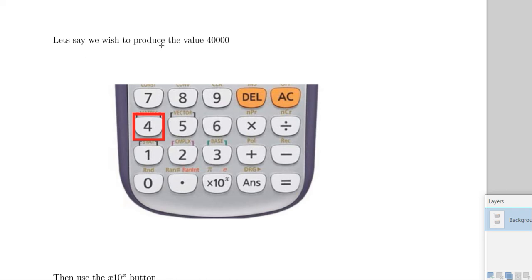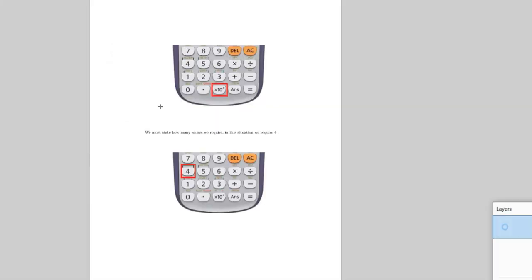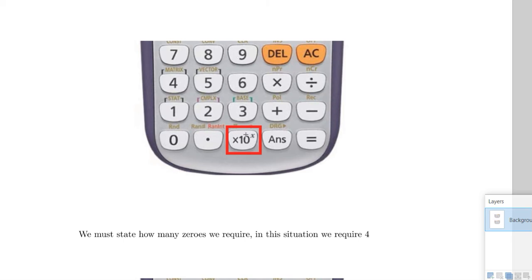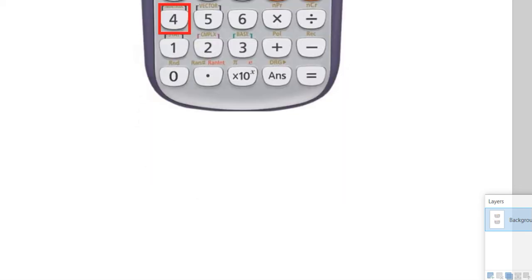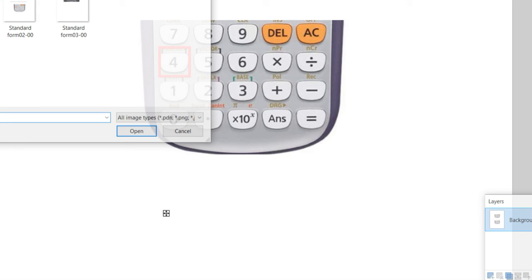Okay, so let's say we wish to produce 40,000, that's all I'm saying. So I'm going to click that 4, then you use the times 10 to the X button, which I've depicted in this diagram here. There is the times 10 to the X button. And we must state how many zeros we require in this situation. Like I said, in this situation we require 4, so I'm just going to write another 4 here. What we'll end up with then is the 40,000. If I press enter, the 40,000 comes up as a result.